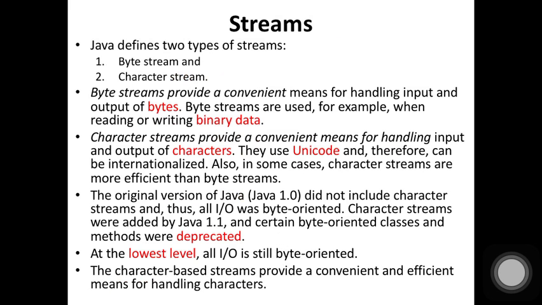Streams are of two types based on how the data moves: a byte stream or a character stream. The byte stream provides a convenient means for handling input and output of bytes. The flow of information is in the form of binary data, for reading or writing. The character stream is in the form of characters. Java supports Unicode, so you can send and receive values by means of character streams.